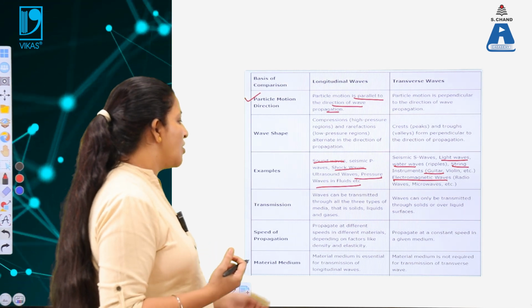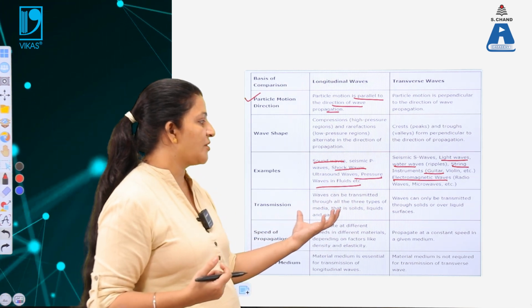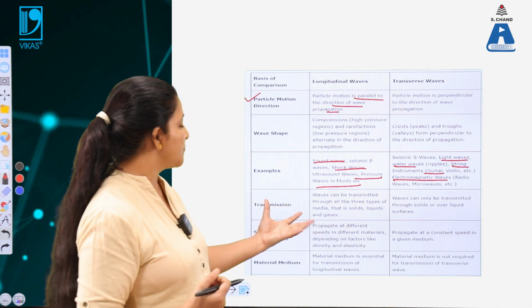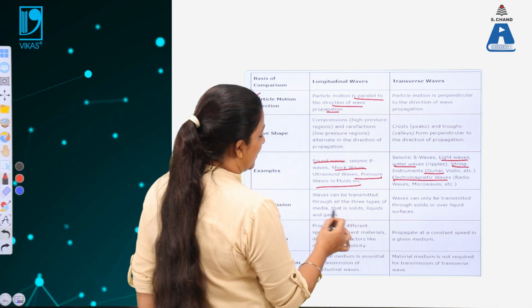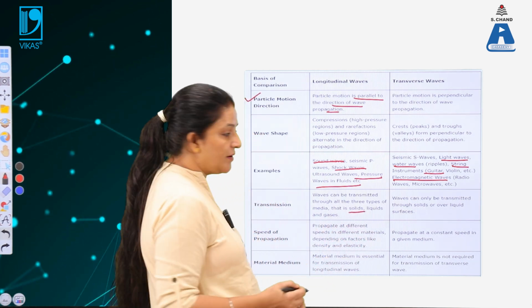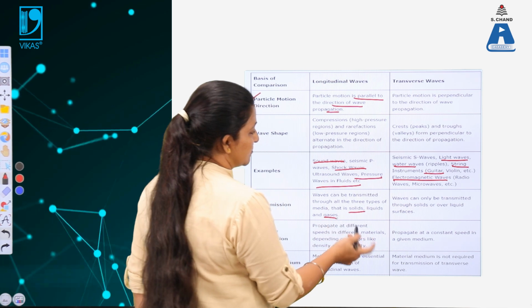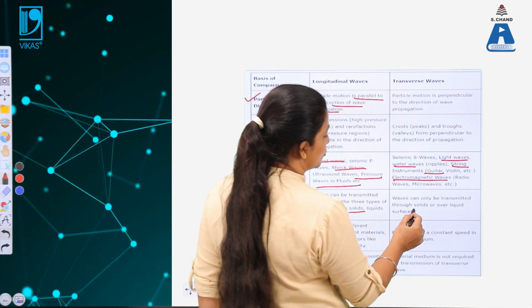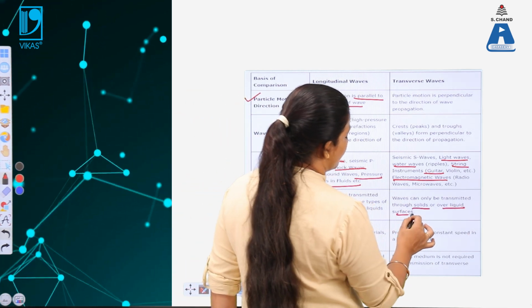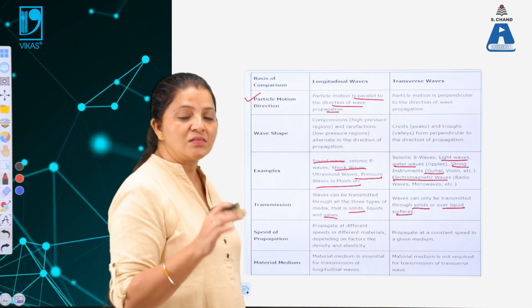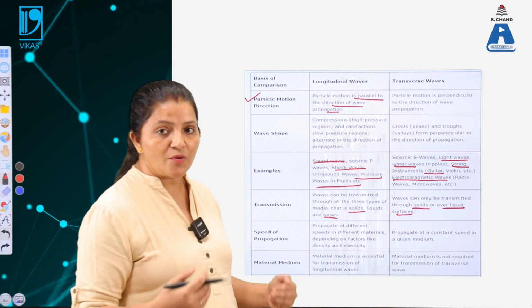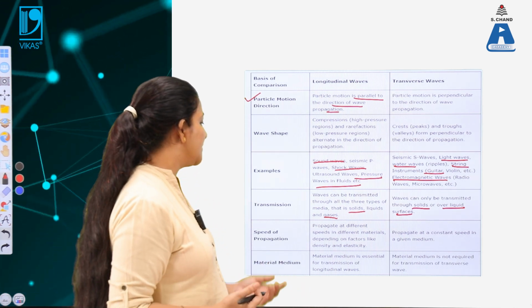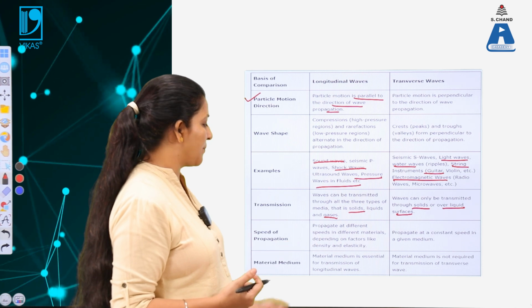Then transmission. Now, we know that there is a requirement of media, so the wave can transfer over that. Longitudinal waves can be transmitted through all three types of media: solids, liquids and gases, while transverse waves can be transmitted through solids or over the liquid surface. When gases are present, the transverse waves cannot travel from one point to another. Next is the speed of propagation.